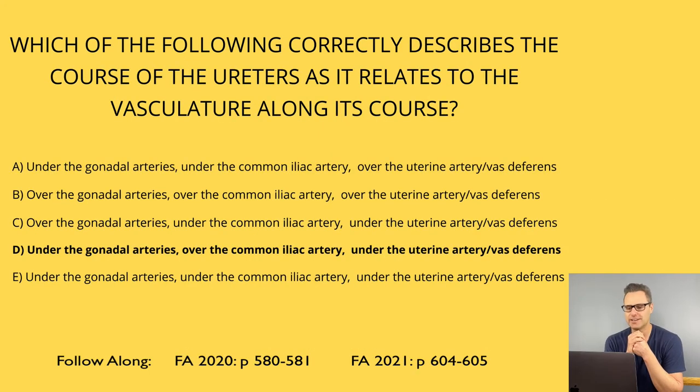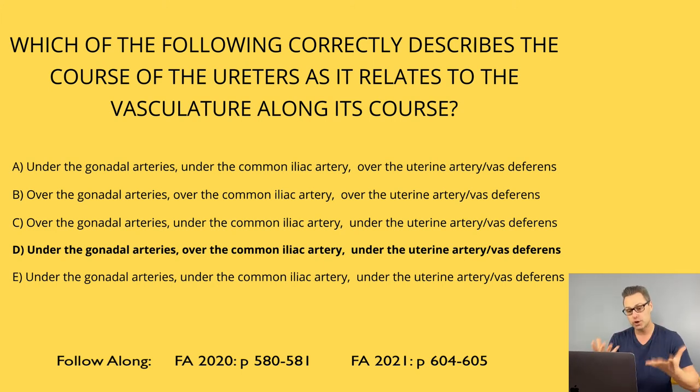The correct answer here is D. Now, this is a super high yield question. So knowing the course of the ureters is so important, and it tricks a lot of students because some students just glance over it because it seems easy. Therefore, it's highly likely to be tested. So let's take a look at what we need to know.